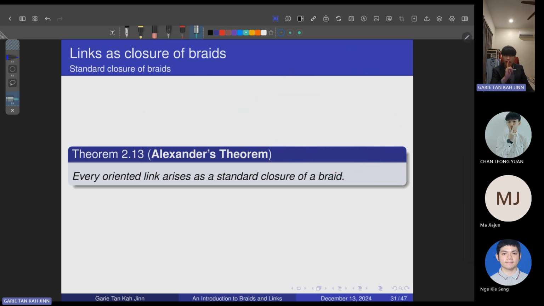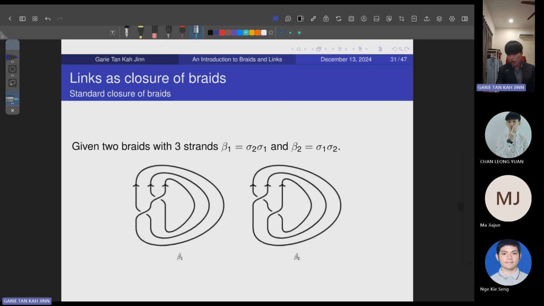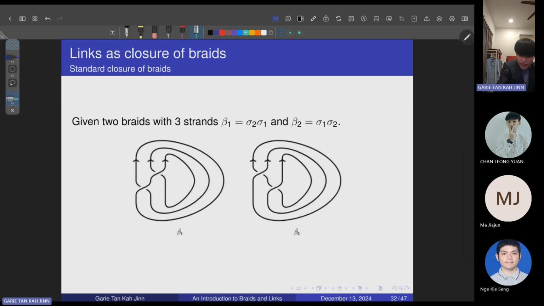Let's say that I'm given two standard closures of braids that represent equivalent links. Does this imply that the braids are the same? But it is actually not. Why? Looking at these two braids, they are different because sigma 2 sigma 1 does not equal sigma 1 sigma 2. So beta 1 does not equal beta 2.